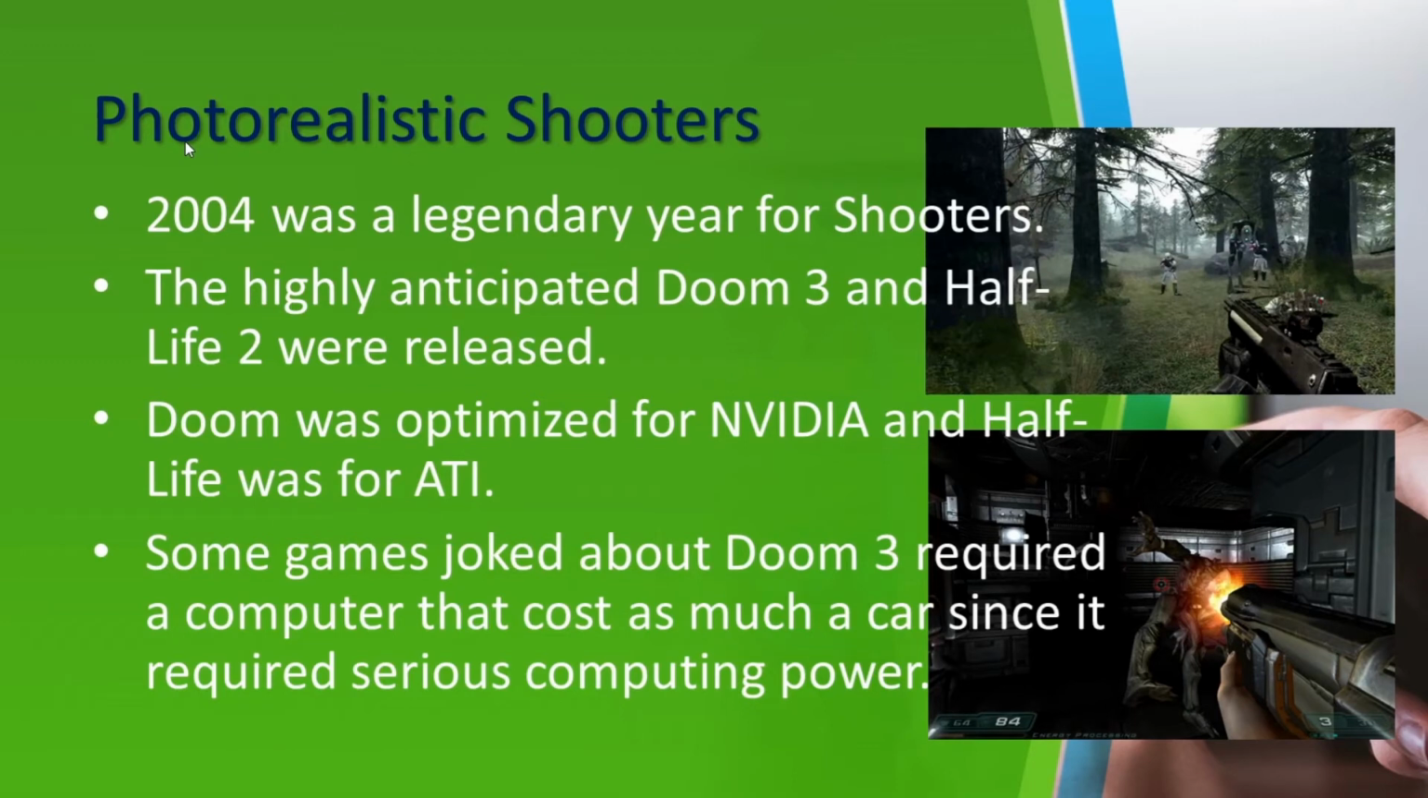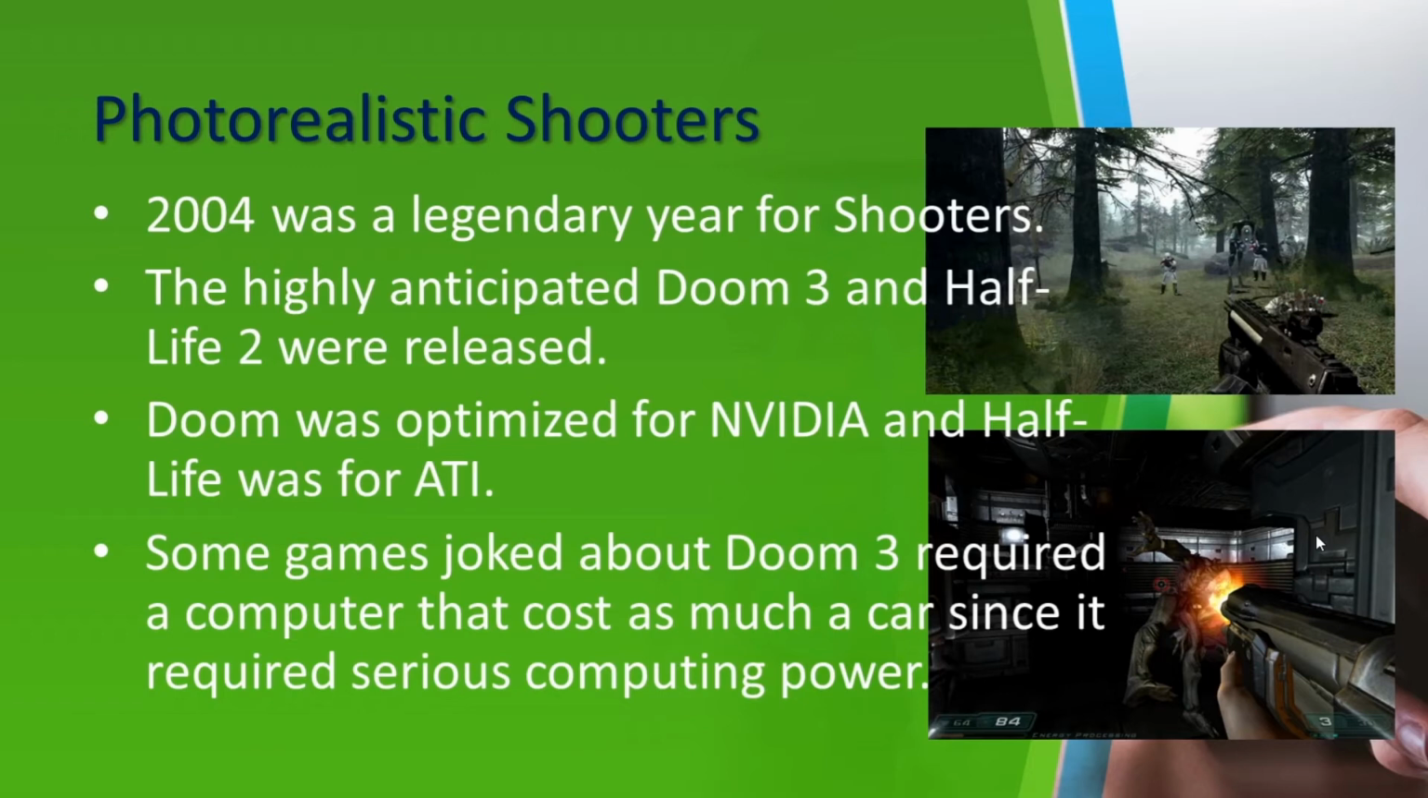So we have photorealistic shooters. In 2004, it was a legendary year for the shooters. The highly anticipated Doom 3 and Half-Life 2 were released. Doom 3 was optimized for NVIDIA and Half-Life 2 was for ATI. Some joked that Doom 3 required a computer that cost as much as a car since it required serious computing power. So this type of game, guys, will be requiring a lot of resources.